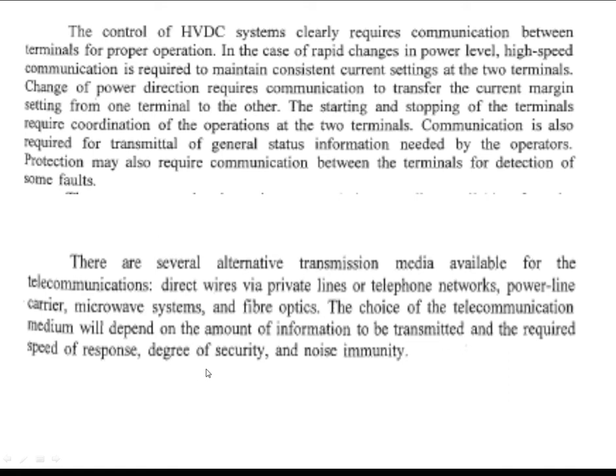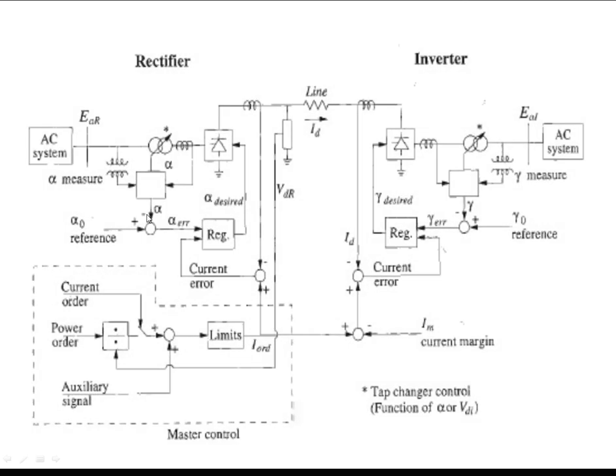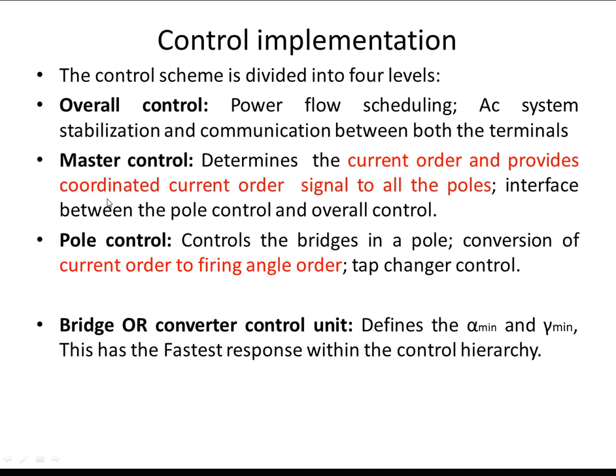Another requirement is the degree of security and noise immunity. If you require a highly secure telecommunication line, then based on that you can use any of the highly secure telecommunication systems. So this is the overall control system of the HVDC. There are four controls: overall control, master control, pole control, and bridge or converter control units. I hope you understand this topic.